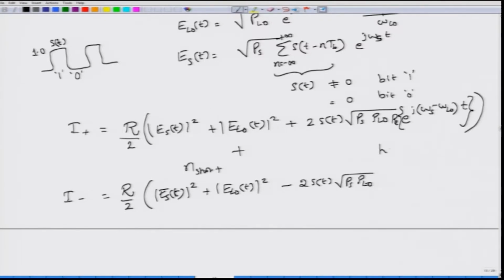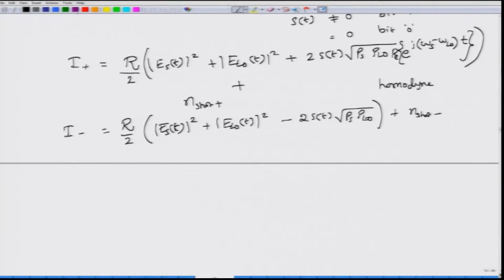Such a scheme is in fact called homodyne. Okay. It is a slightly older terminology. Homodyne means that the transmitter frequency is exactly equal to the local oscillator frequency. If it was not equal, then such a scheme would have been called a heterodyne detection scheme. So, you have minus 2 S of t square root Ps PLO coming for I minus, then the exponential is equal to 0. So, the exponential of j0 is 1 and the real part of 1 is just 1. So, I am going to close the bracket over here. Of course, I cannot forget the shot noise that exists, and we can write this as shot noise minus.